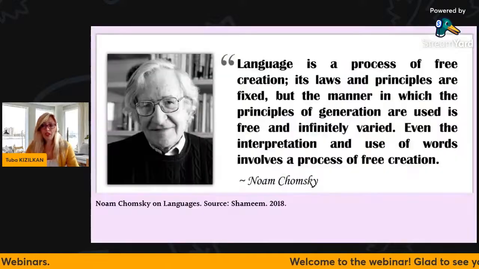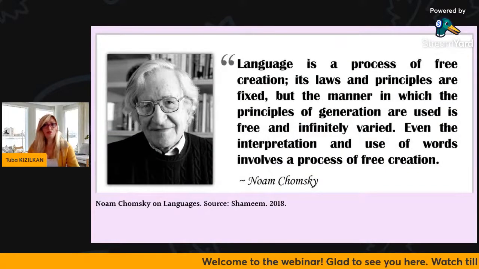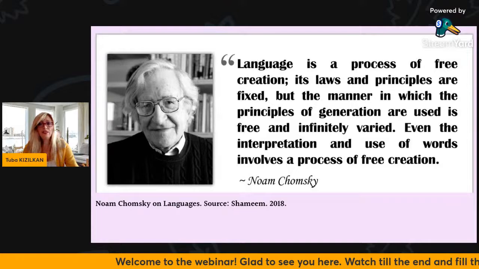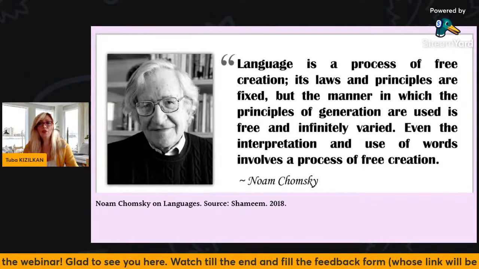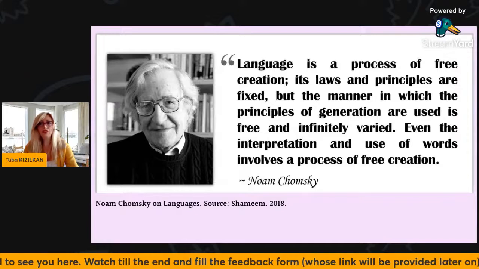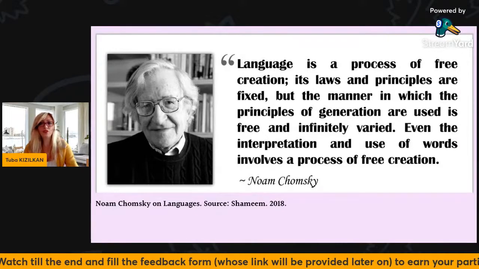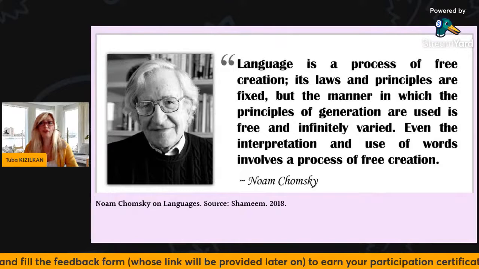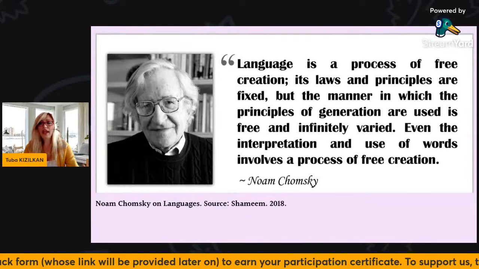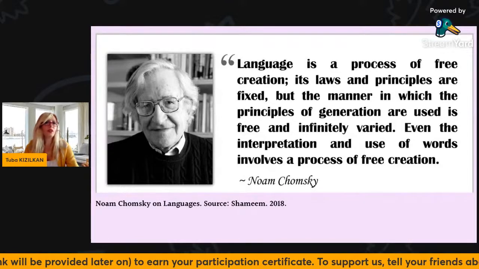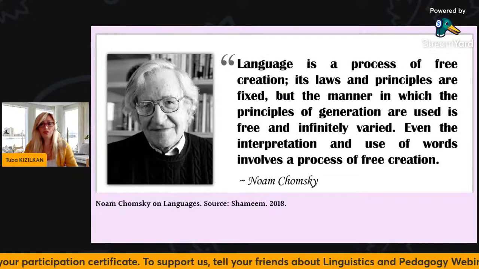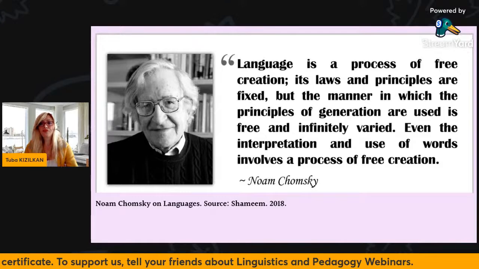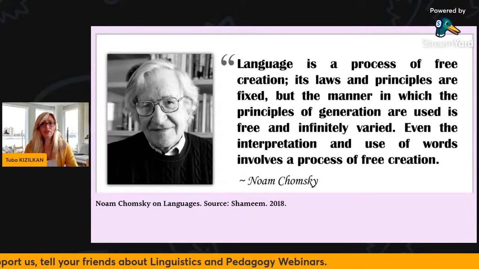And we have a quotation by him, and he says, language is a process of free creation. Its laws and principles are fixed, but the manner in which the principles of generation are used is free and infinitely varied. Even the interpretation and use of words involves a process of free creation. This gives an idea of his perspective of language.